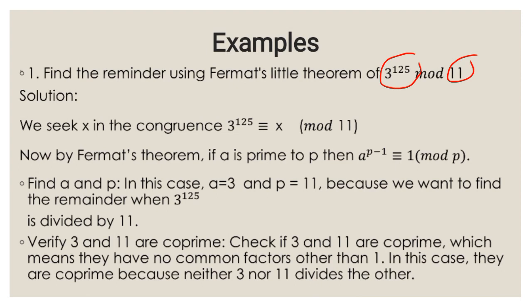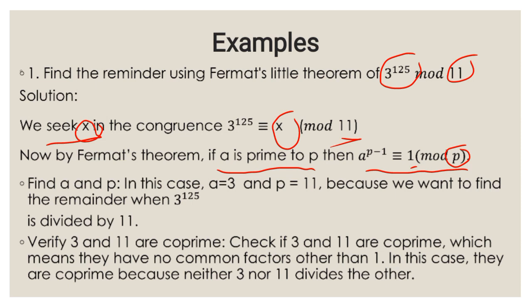Our example is: 3 raised to the power 125, when divided by 11, what is our remainder? And we're to use Fermat's little theorem. So we seek x, which is our remainder, when we divide it by 11. So how do we do that? By Fermat's little theorem, if A and P are coprime, I can get 1 whenever I divide A raised to the power P minus 1 by P.